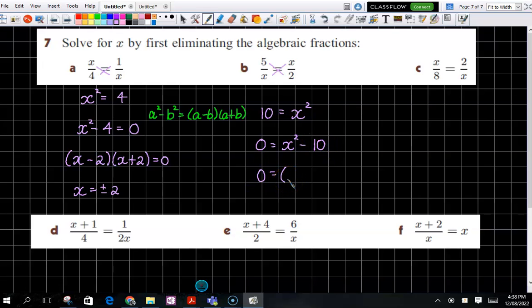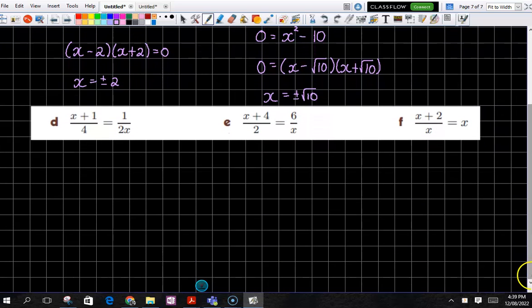I don't know the square root of 10, so it's just going to be x take root 10 and x plus root 10. So x can equal plus or minus root 10. Okay, I mean, you could have got it back here and gone and got rid of the squared by square rooting, but again, I'm assuming that this would be a question that says solve by factorising.